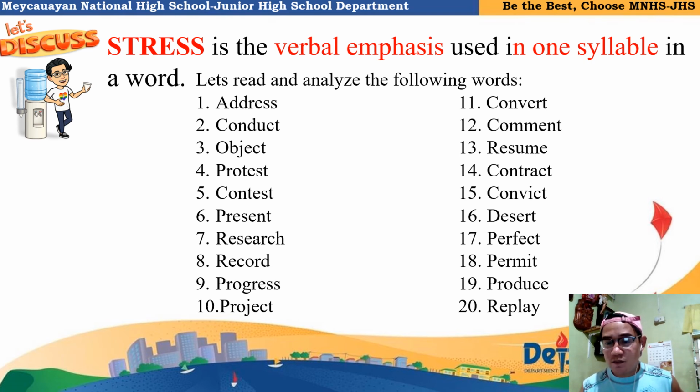Perfect, perfect. Okay, last three. So we have permit and permit. Okay, second to the last, produce and produce. And then the last one, we have replay and replay. Okay, so we are going to discuss this in full detail on our next meeting. But for now, we're just focused on the difference in terms of sounds, okay? So let's now have the last slide.